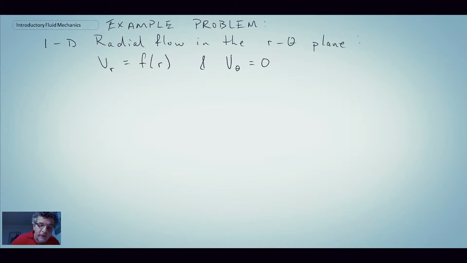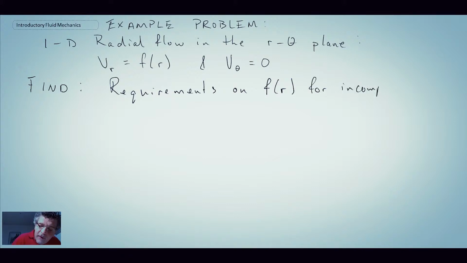And what do we want to do? We want to find requirements on f of r for incompressible flow. All right, and what that means by requirements, what is a functional relationship like?